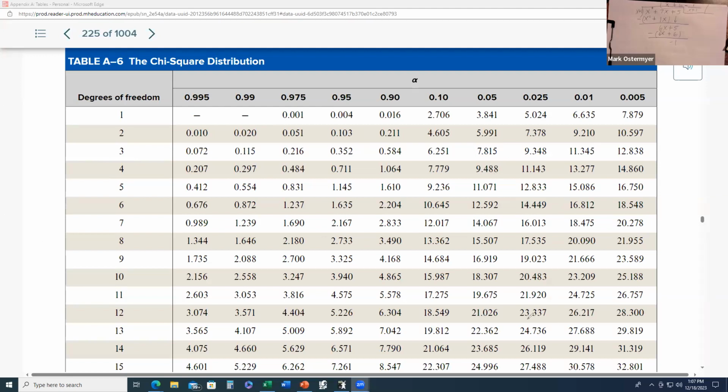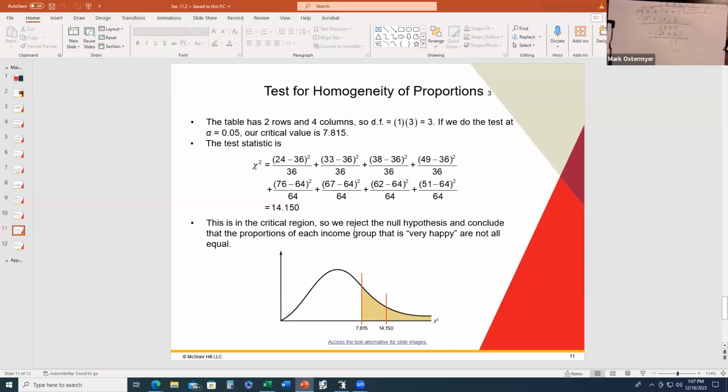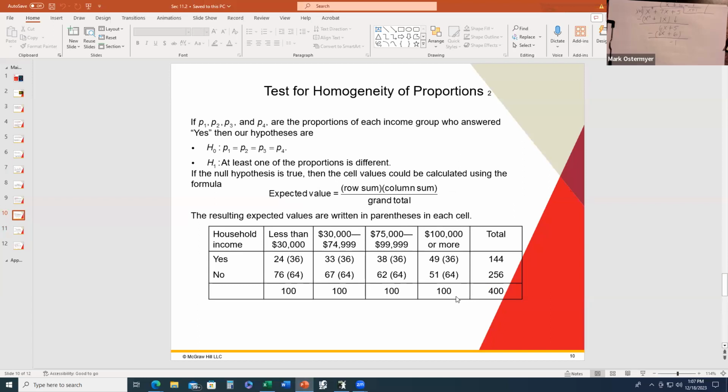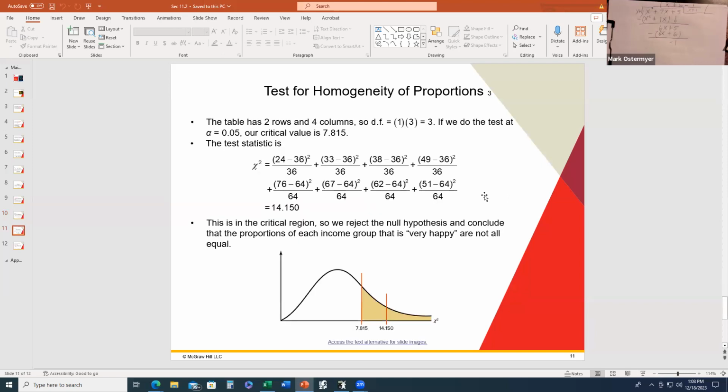And you can see that our test statistic falls very safely in the upper tail rejection region, which is saying that not all of these proportions are equivalent to each other. So that would be the conclusion that not all of these proportions are the same for the four different income groups. So apparently, sample evidence is strongly suggesting that not everybody is very happy between the four different income groups here. And gee, I wonder what group that is. That's not very happy. That's a tough one. But anyways, does that make sense there?